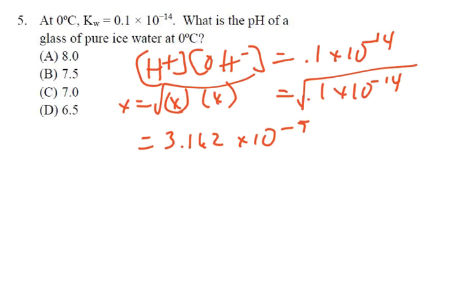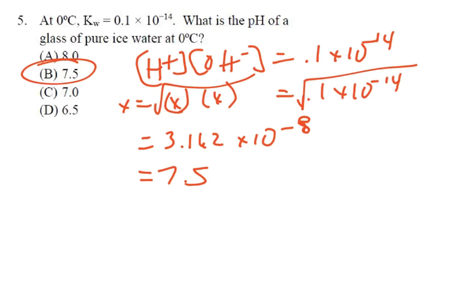No, 8. Okay, and I'm going to take the square root of that. No, I'm not. Yes, I am. I'm going to take the log of that, and I get 7.5. So the negative log of this number is equal to 7.5, and so my answer is B, 7.5.